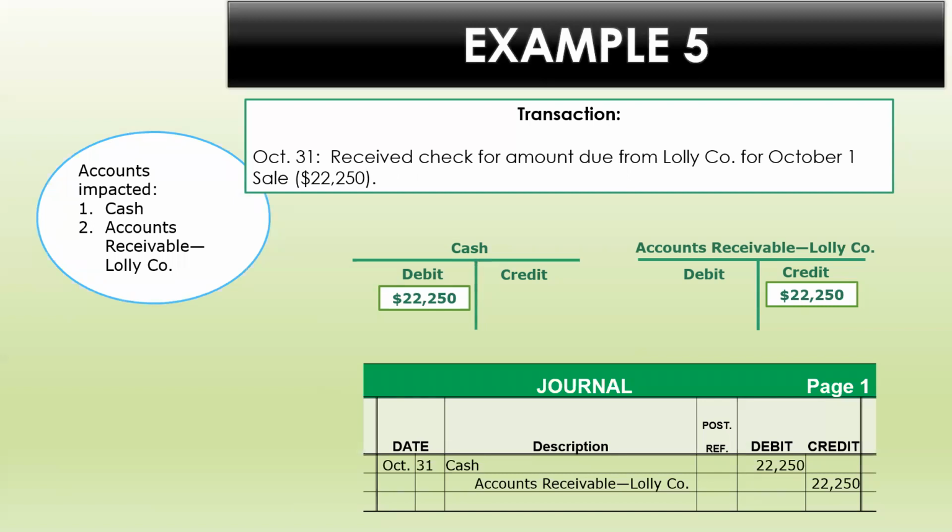We use the date first, October 31. The debit is then listed first in the amount of $22,250 to the cash account, and the credit is in the same amount. We are going to use accounts receivable, Lolly Company, for the credit.